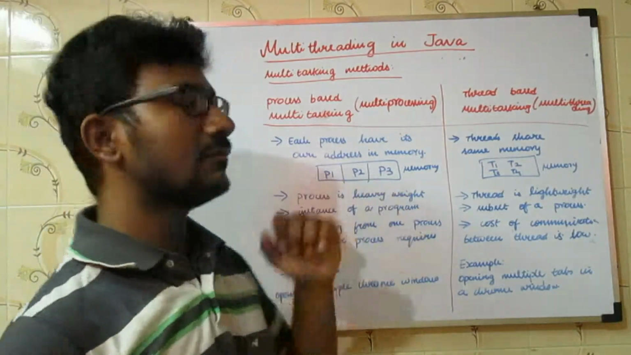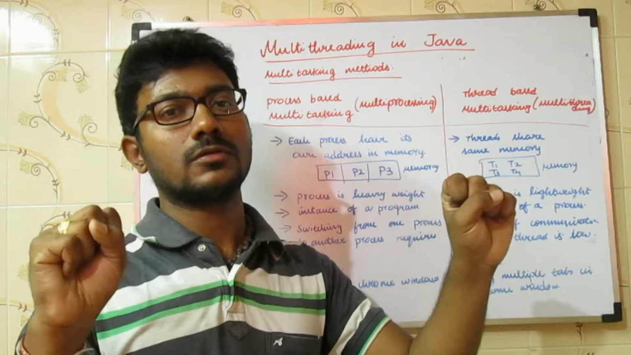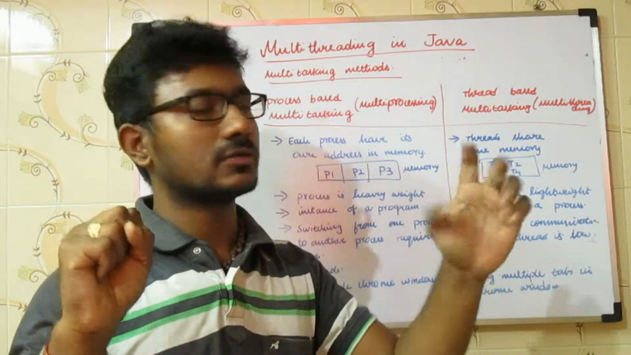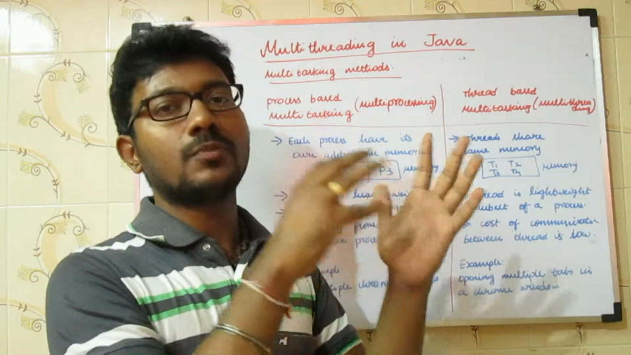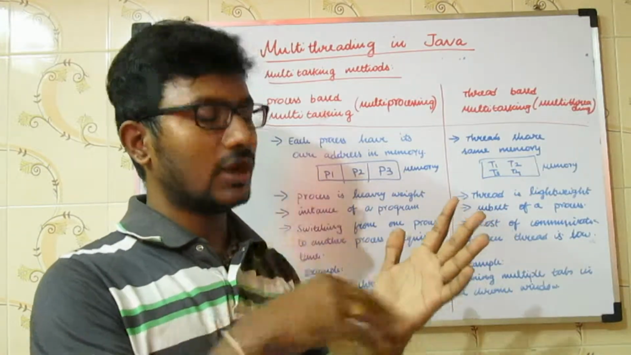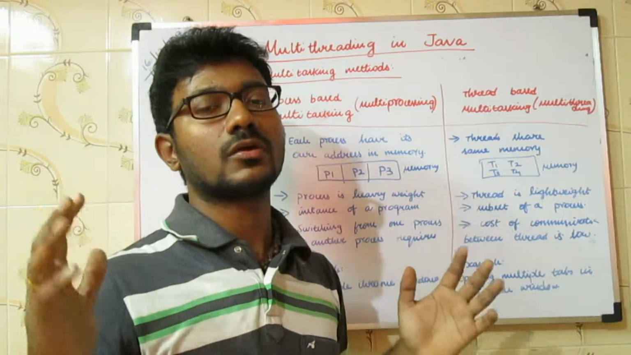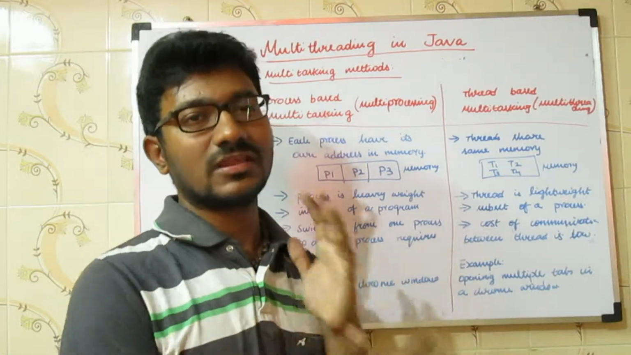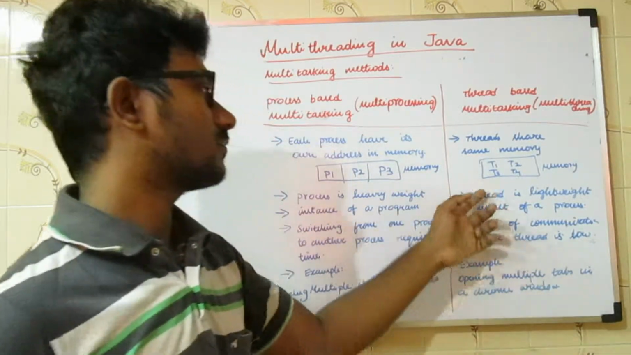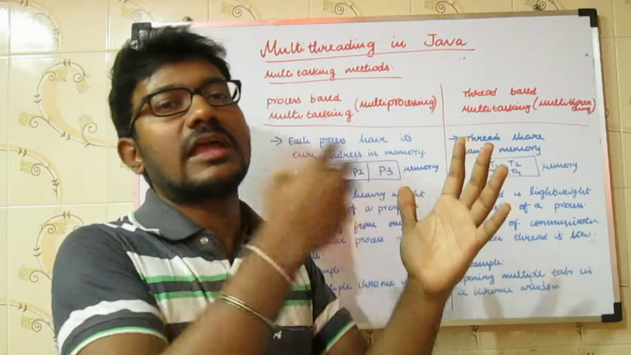And then process is heavyweight. So this is the first process, second process. These two processes are heavyweight because every process has its own memory address. So when you are trying to execute some process, it needs to save the memory, it needs to close the register properly. So it's a lot heavyweight. Whereas threads are lightweight because threads are subset of a process. They share the same memory.